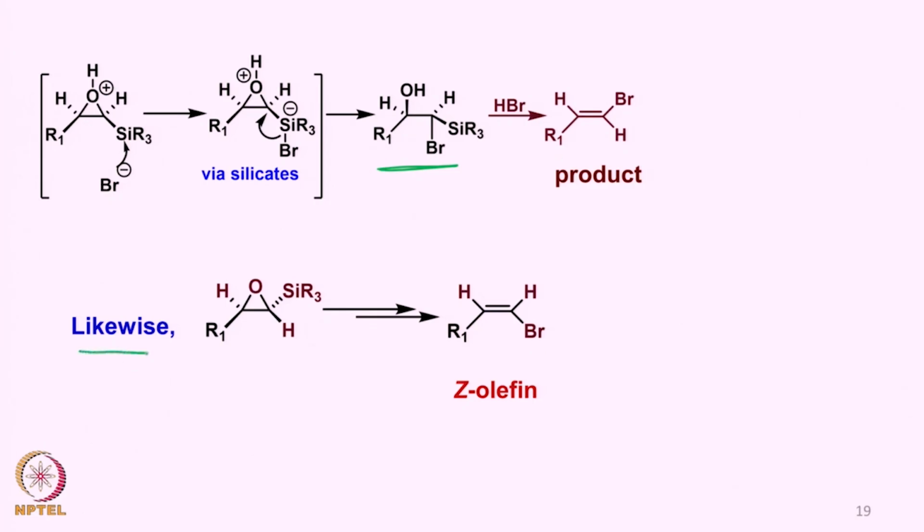Now likewise, if we start with the stereochemistry of the silicon being different from what it is here, then of course we will get the corresponding Z-olefin.